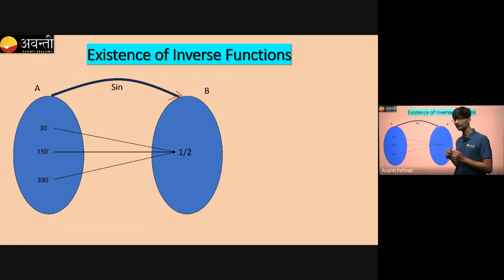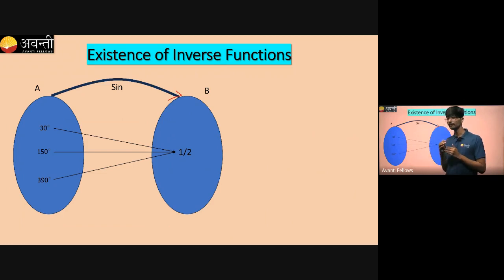So what is the problem here? You see 30, 150, 390. They all have the same image. So this makes the function many-one. This is a many-one function. We have seen such examples. Since this is a many-one function, its inverse cannot exist.